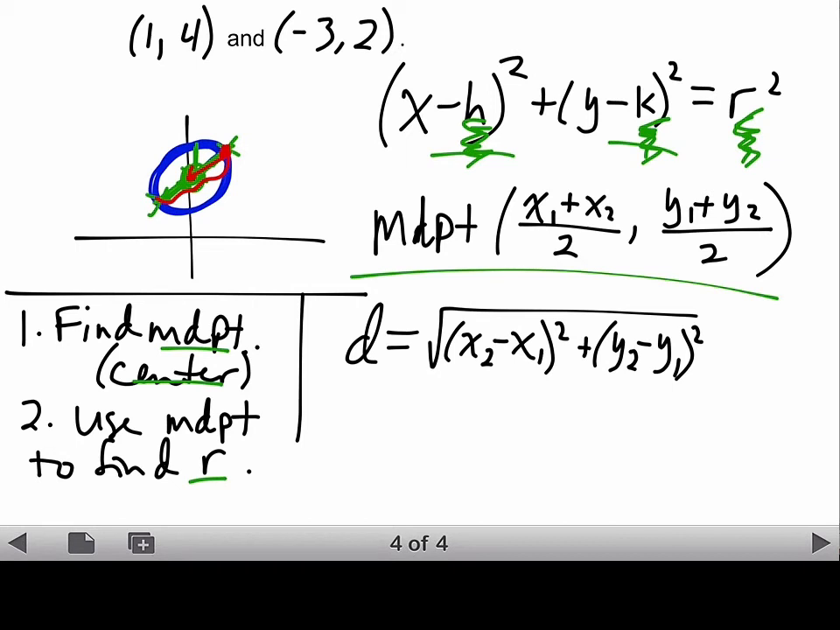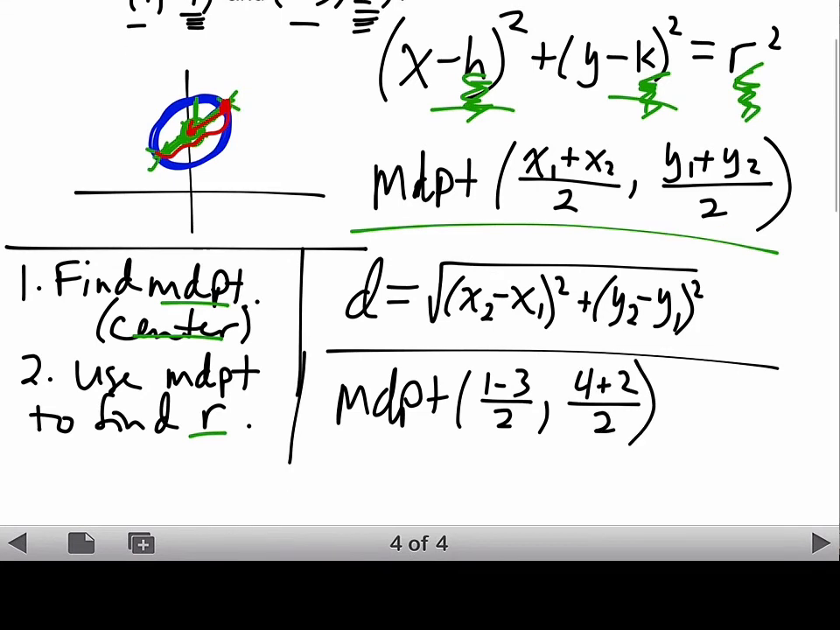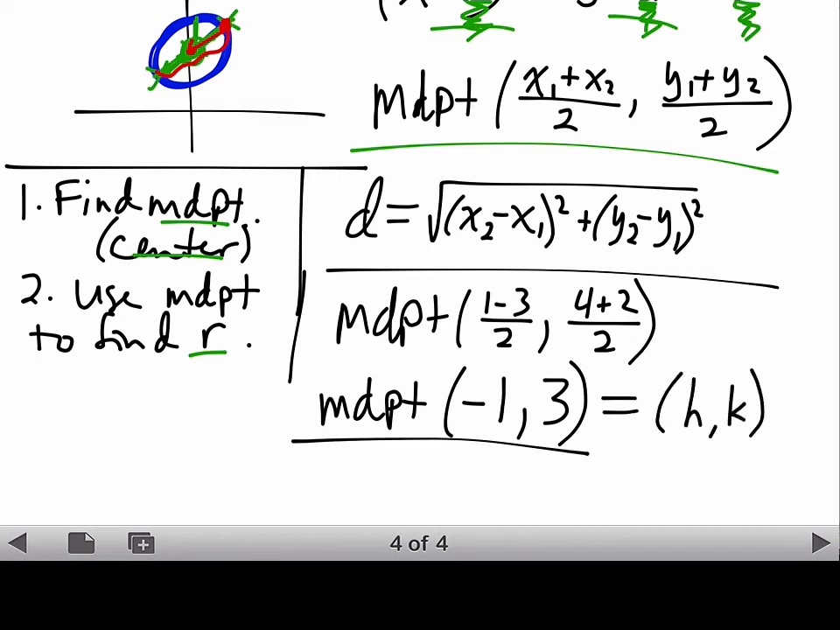Let's have at it. In this case, the midpoint is going to be (x1 + x2) over 2, that's (1 - 3) over 2, comma, (y1 + y2) over 2, that's (4 + 2) over 2. And so the midpoint, 1 minus 3 over 2 is negative 1. 4 plus 2 over 2 is 3. That midpoint, (-1, 3), is the center (h, k). Now to find the radius.